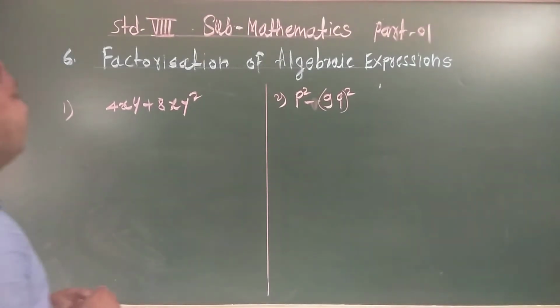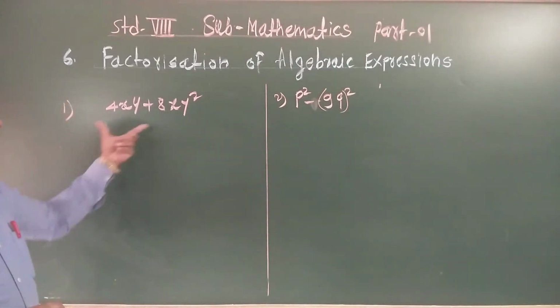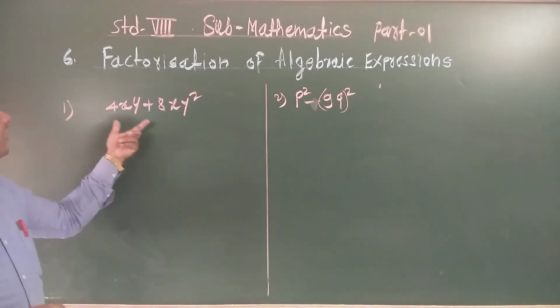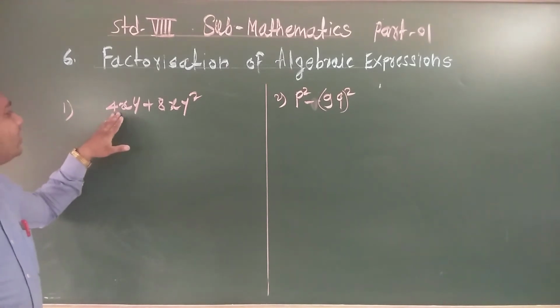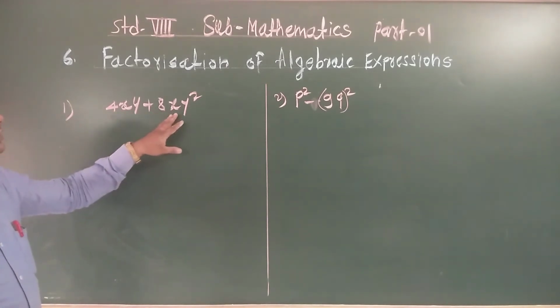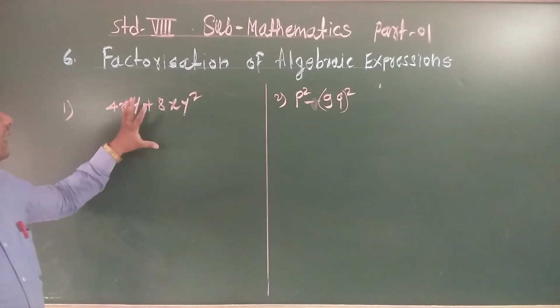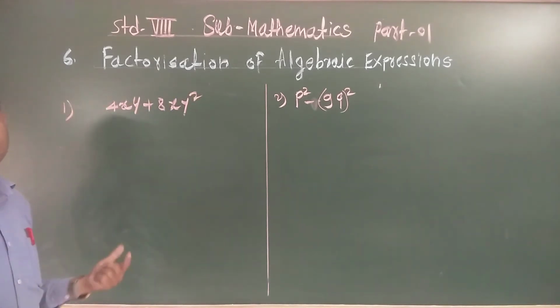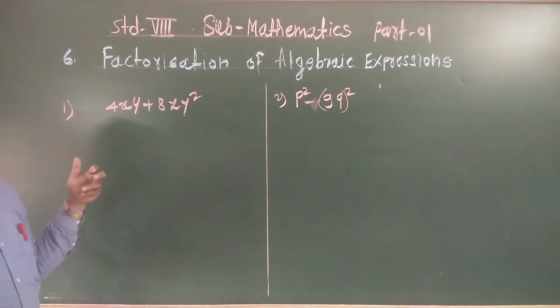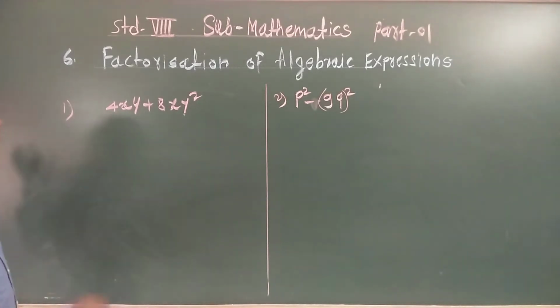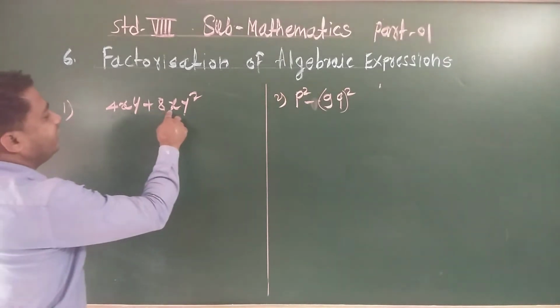Okay, now how to factorize this algebraic expression? The first example is 4xy plus 8xy square. याचं काय करायचं? फॅक्टरायझेशन करायचं म्हणजे फॅक्टर पाडायचे. How to calculate the factors of this algebraic expression? There are given 4xy plus 8xy square.